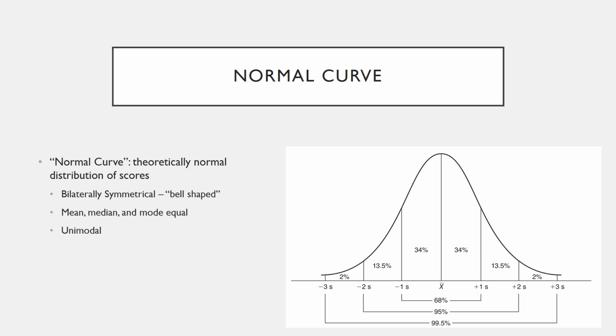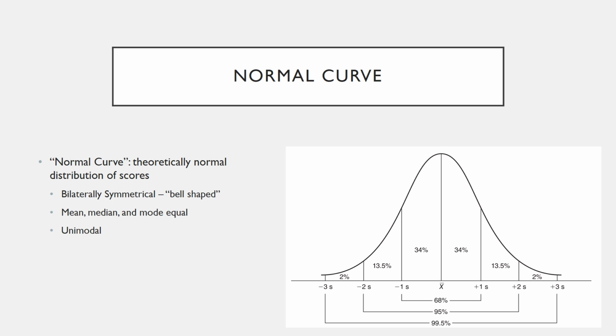So this becomes really important in things like intelligence testing. And there's what's called a normal curve. So looking at the central tendency, you'll see that there is no skew to this data, and the kurtosis is pretty typical. So in this normal curve, theoretically, all the scores are normally distributed. It's what's called bilateral symmetry, which means that it's that bell-shaped curve. It's the same on both sides of the mean.